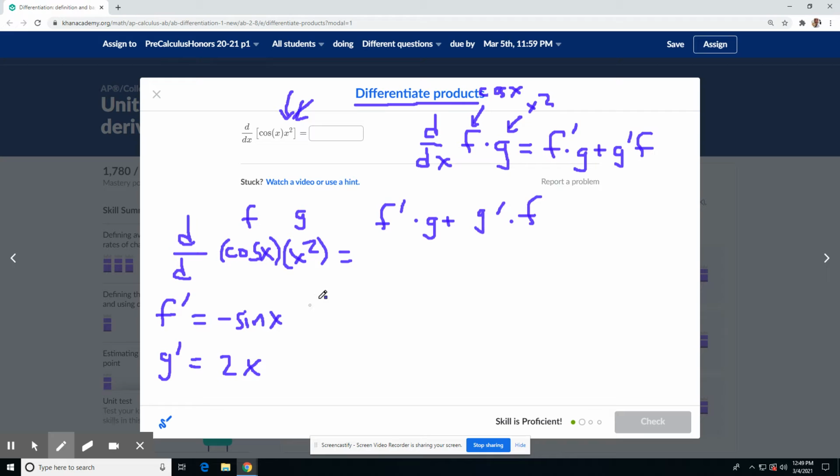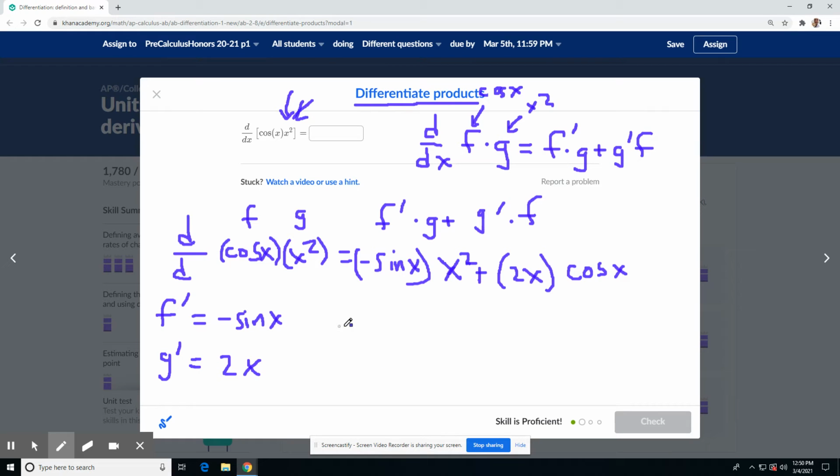So the higher up in math we go, and especially notice how much we're doing here, we don't want to get caught up in the basics, so we're practicing the product rule here. All right, so f prime, the derivative of cosine, is negative sine, times g, you just rewrite g, x squared, plus the derivative of g, which is 2x, times rewrite f, which is cosine.